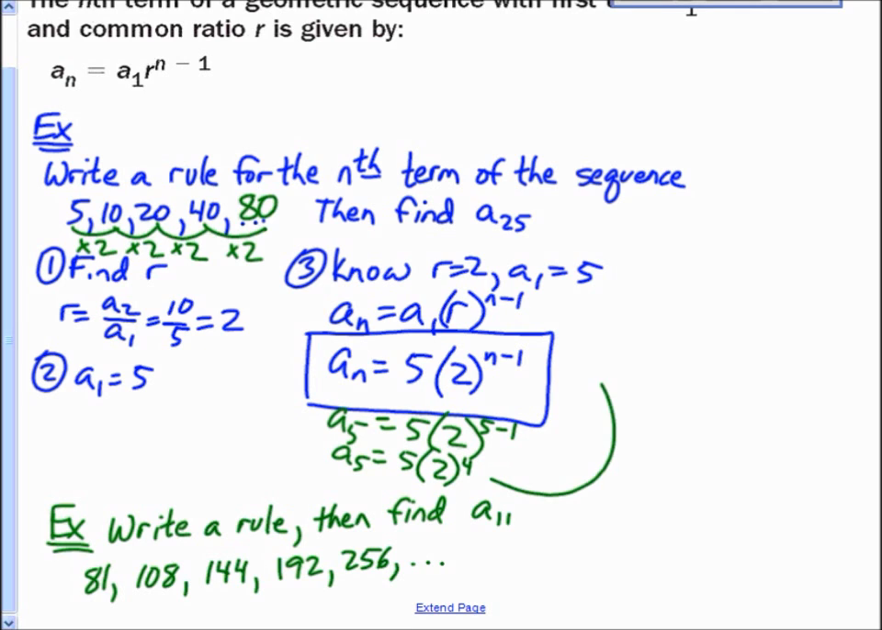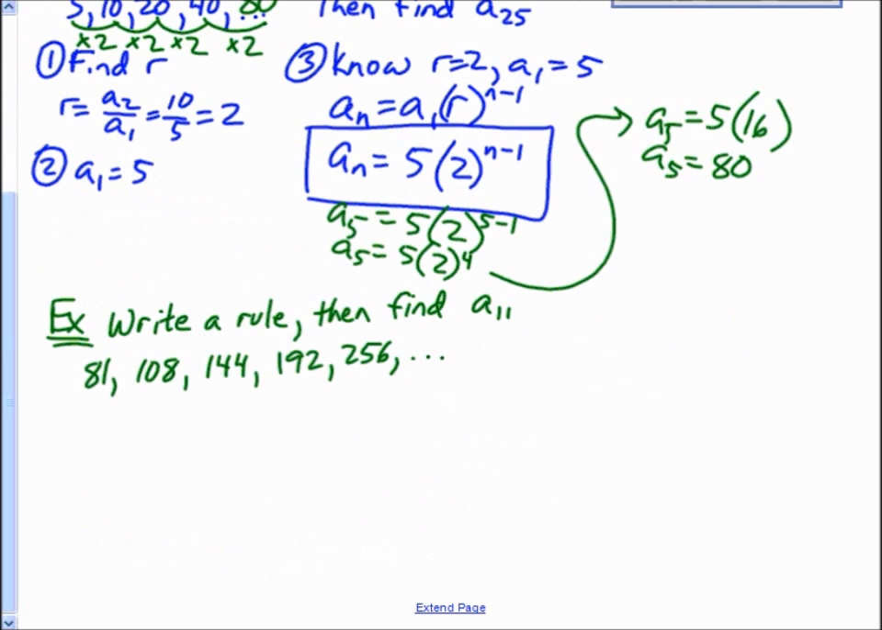So the fifth term, let me take it up here. The fifth term is 5. Now 2 to the fourth is 16, right? 2 times 2 times 2 times 2. And 16 times 5, 80. Look at that. There's our fifth term. Our fifth term really is 80. Okay? Let's go down to this one here.